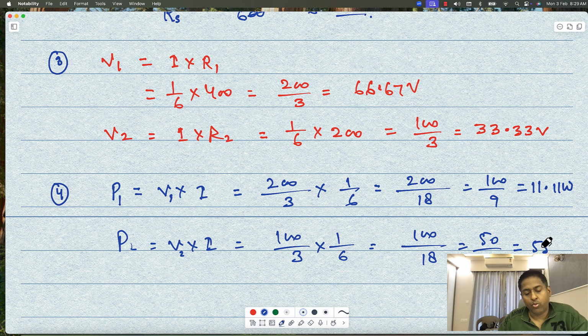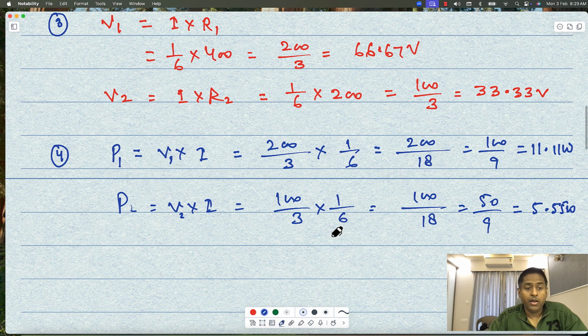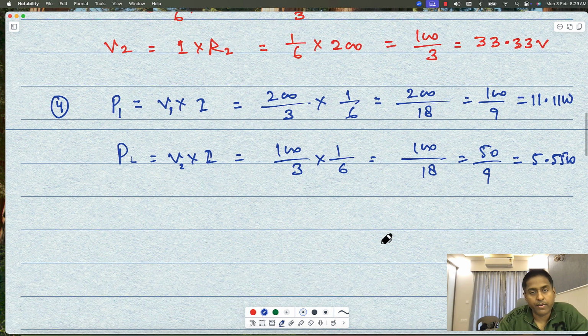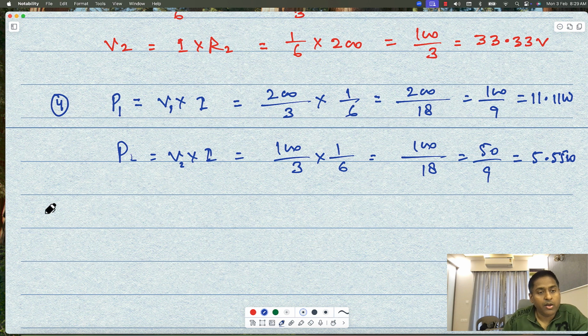That is 5.55 watt. See here, the power dissipated by the 50 watt bulb is less than the power dissipated by the 25 watt bulb. It means that the glow of the 25 watt bulb is more as compared to the 50 watt bulb. Oh wow, less power, more brightness. That's strange.